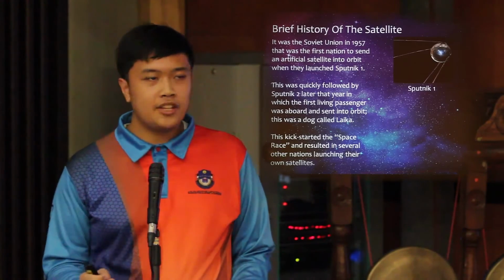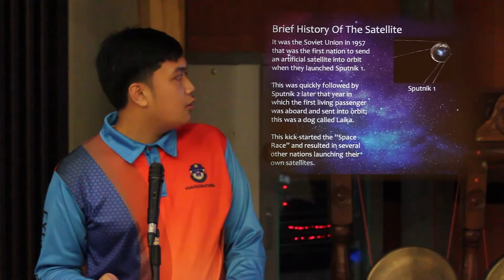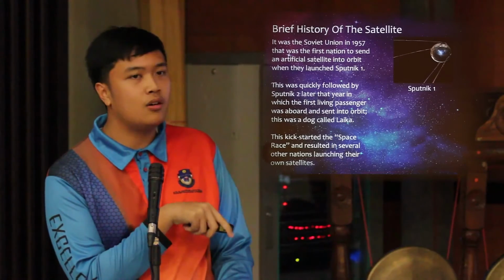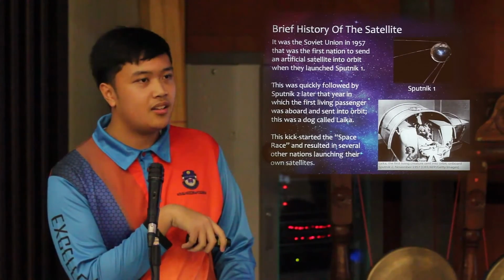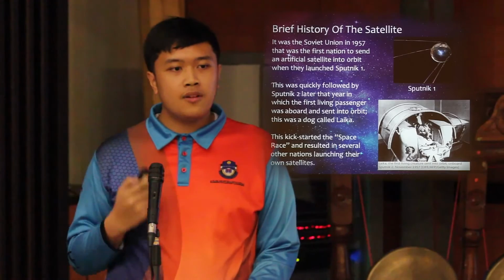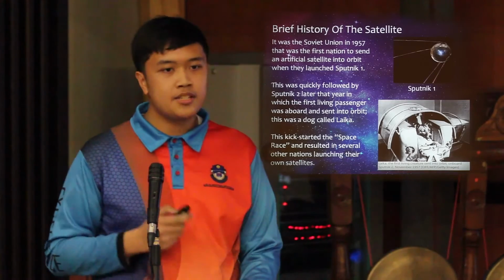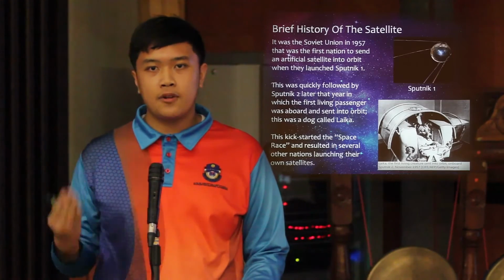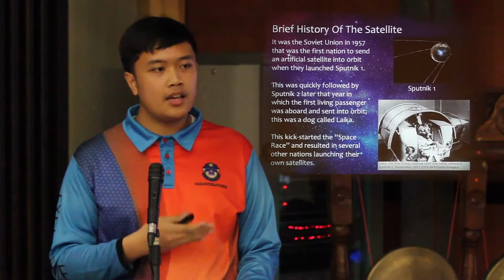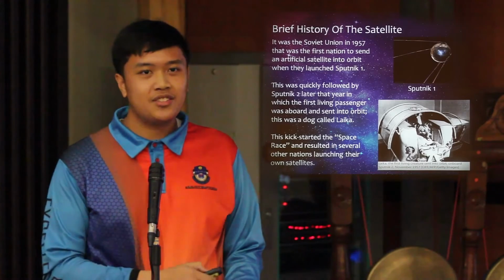Now, after the release of Sputnik 1, it was followed by the release of Sputnik 2 later that year. Surprisingly, the first living passenger aboard an orbit was a dog called Laika. There he is, such a cutie, isn't it? Oh my God. So, the aftermath of the Soviet Union or the Russians releasing these two satellites kickstarted the space race, in which multinational corporations and organizations are racing it out to achieve global domination by releasing their own artificial satellites into space.